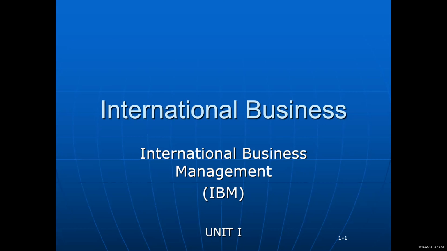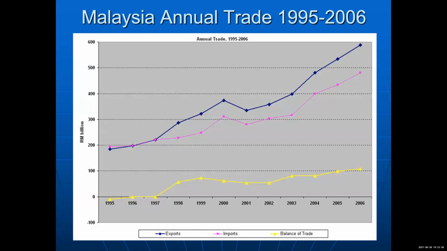Exactly. So in other words, that's one of the reasons why international business operations have grown, because of the use of technology to lower or remove physical borders. All right, so this is showing you Malaysia's annual trade over time, with imports and exports. In other words, there are companies operating in and out of this particular country.